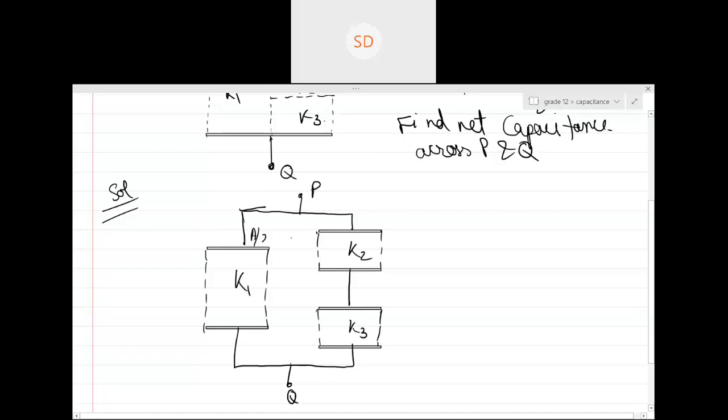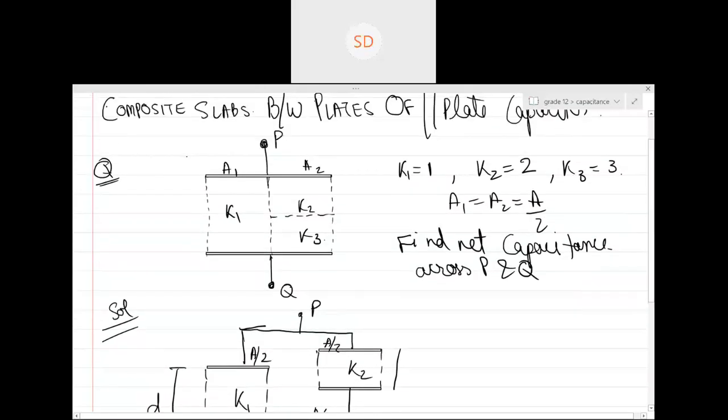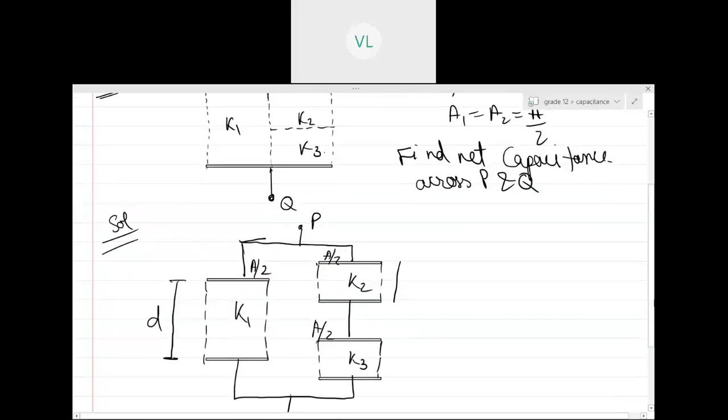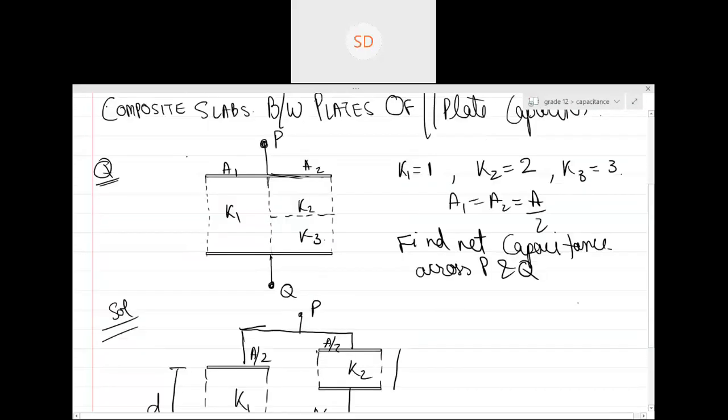What is the area of this thing? A by 2. What is the area of this thing? A by 2. What is the area of this thing? A by 2 again. K2 is 2. This is 3. This is 1. Right? So can anyone calculate? Will it be A by 4, the answer? No. K2 and K3 ka area will be A by 2 only. Can you see the plates? The distance is D by 2, not the area. Yeah, that makes sense.